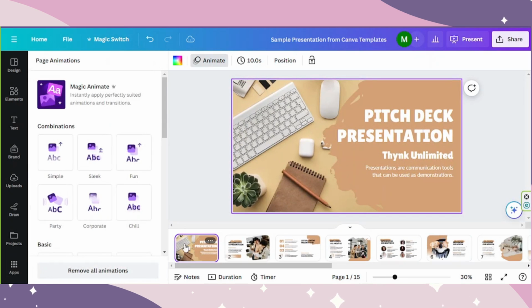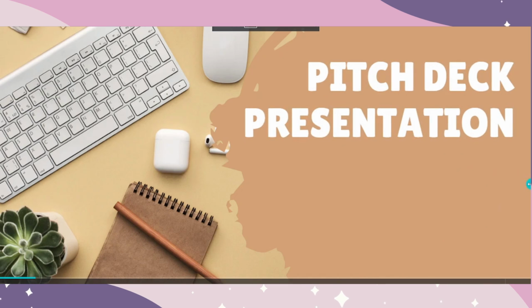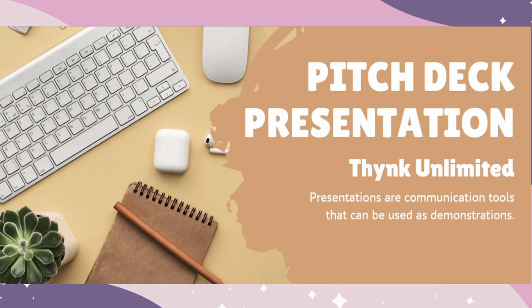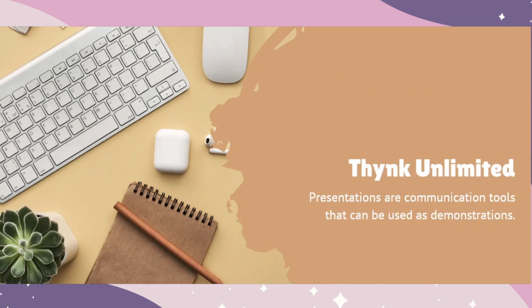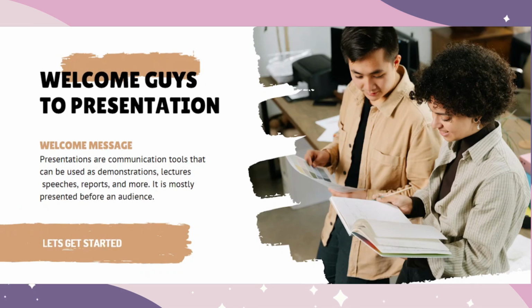Okay. Now, let's try to see it again. And there you have it. That's how you make text appear one by one in Canva without making loads of slides.